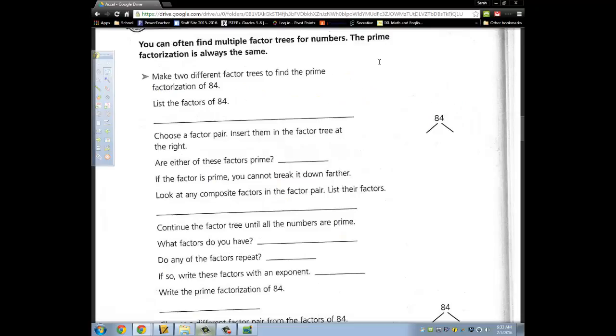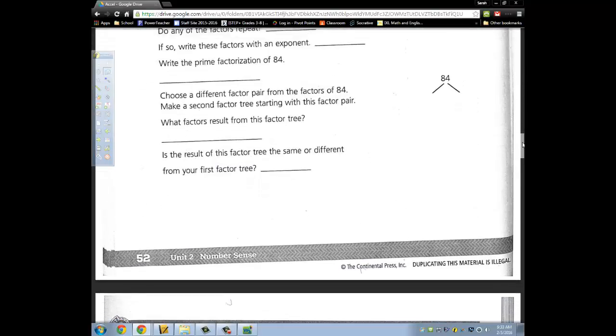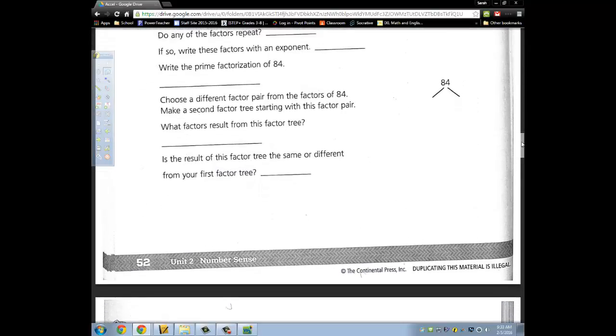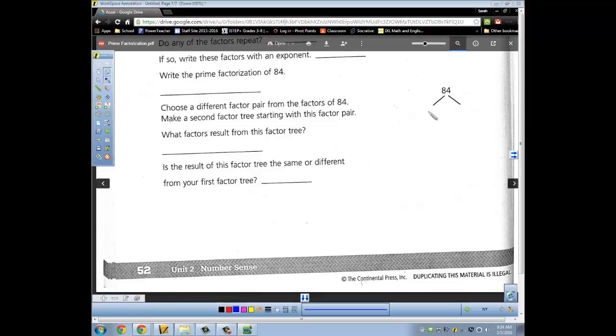Okay, moving down. I'm going to do the same problem again, but this time they want me to choose different factors. So this time I'm going to choose 2 and 42. 2 is prime. I can break down 42 into 2 and 21. 2 is prime. Break down 21 to 3 and 7. So what factors result from this factor tree?